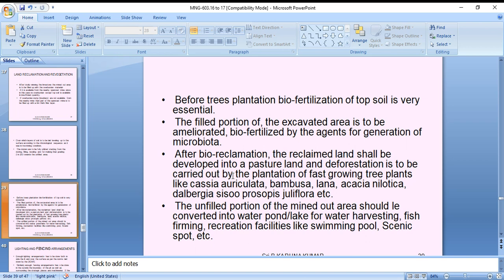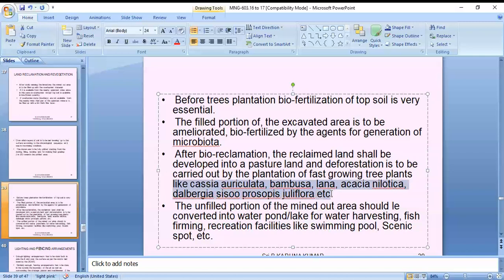Afforestation is to be carried out by the plantation of fast-growing trees and plants like cashew nut, bamboo and others. Different types of plants are suitable for a particular location. The forest department can suggest the different types of plants that can be planted in the reclaimed overburden area.